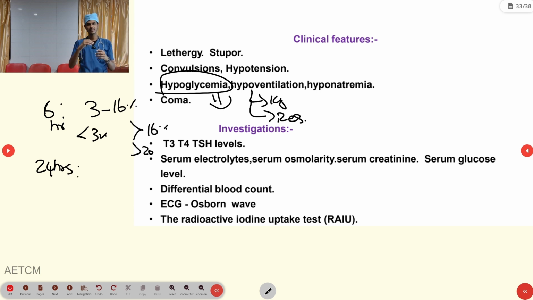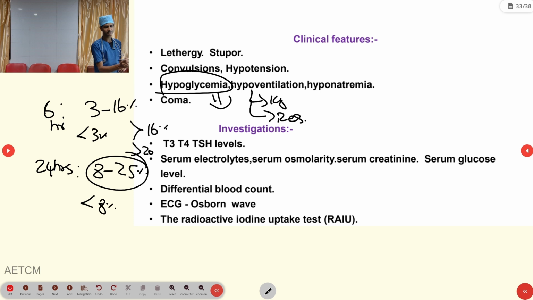So 24 hours after ingestion of your iodine, let me say if you give it at 12 o'clock, tomorrow at 12 o'clock if you check the level, it will be like 8 to 25 percent. If it is less than 8 percent, that is hypothyroidism. If it is more than 25 percent, that is hyperthyroidism. So this is the way they interpret the radioactive iodine uptake test, mainly just to have an idea. These are things carried out in hospital, and the radiology side will take care of it fully. So I am telling this just to understand the concept.